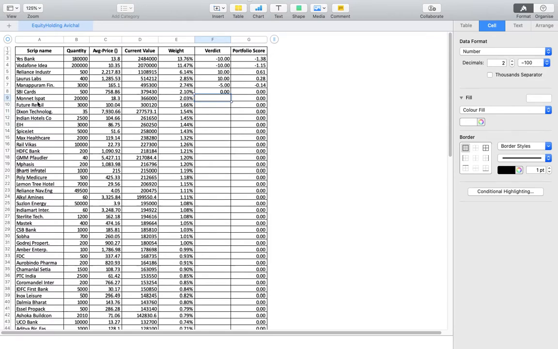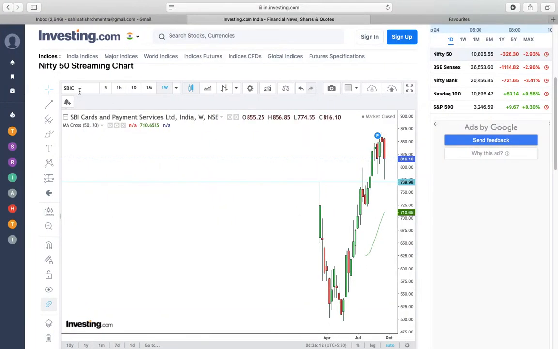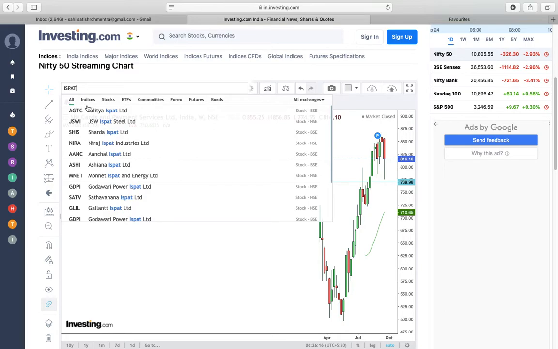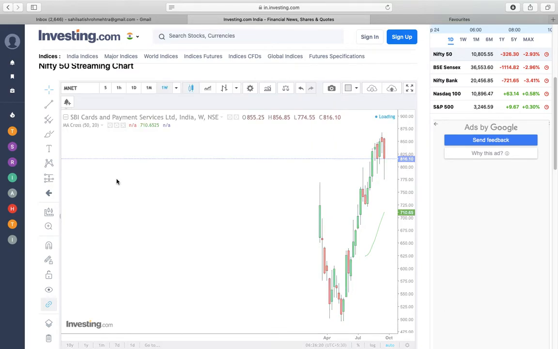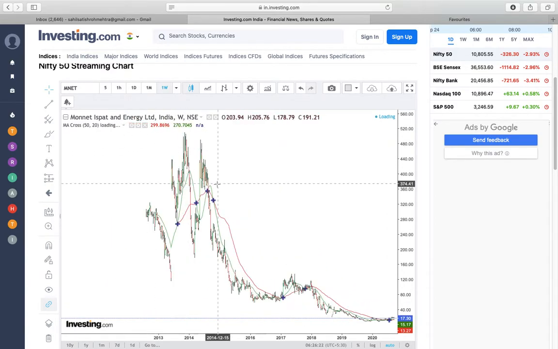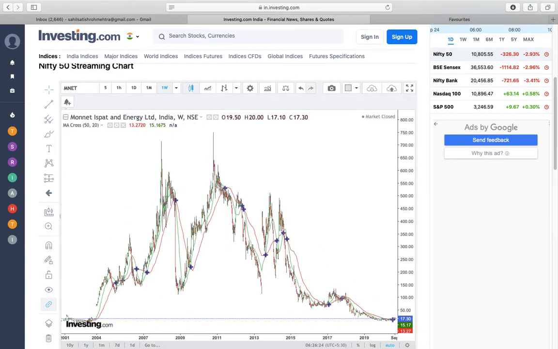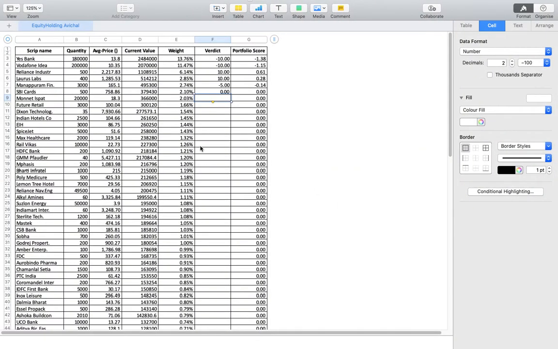This Monet Ispat and things like that look like a sell to me by name. So I'll just check. Monet Ispat, right? Yeah, it's a sell. So SAIL, Tata Steel, Nalco, MOIL, NMDC, all of that is garbage. None of that should be a part of your portfolio. So it's a -10.